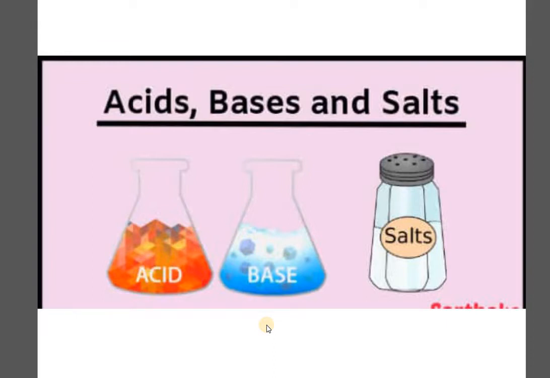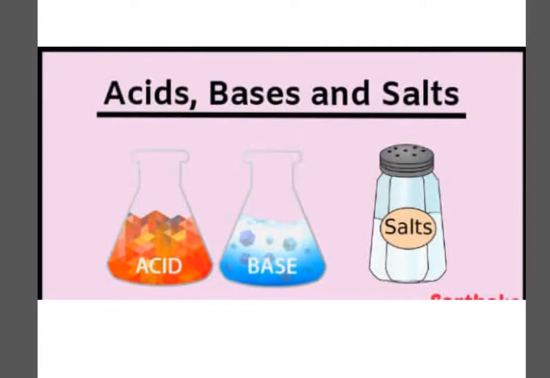In the previous class, we discussed three chemicals which are obtained from sodium chloride, and those are baking soda, washing soda, and bleaching powder. In today's class, we will be discussing two more chemicals, gypsum and plaster of Paris. So let's start and continue the chapter Acids, Bases, and Salts.